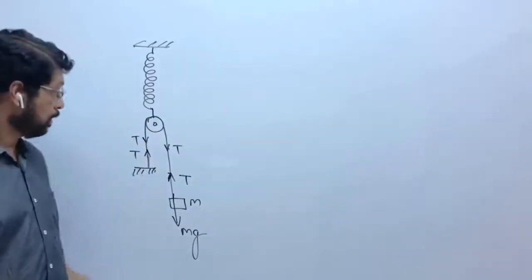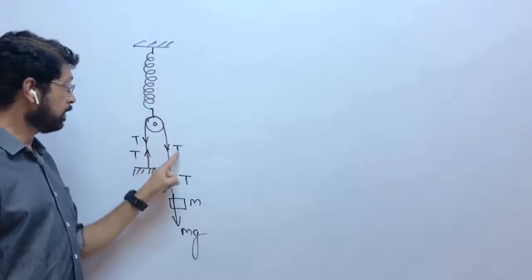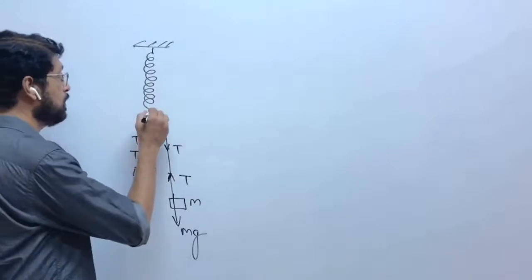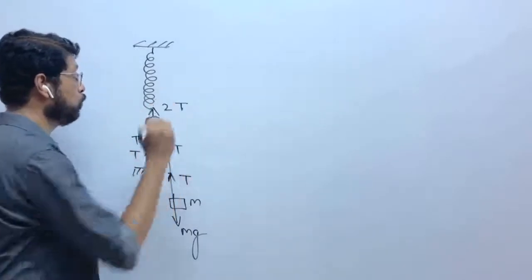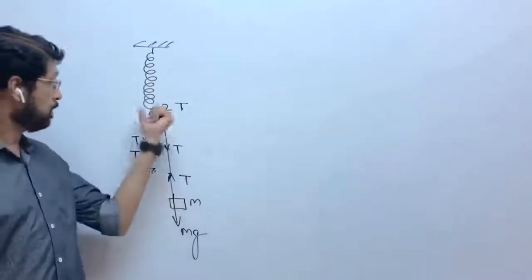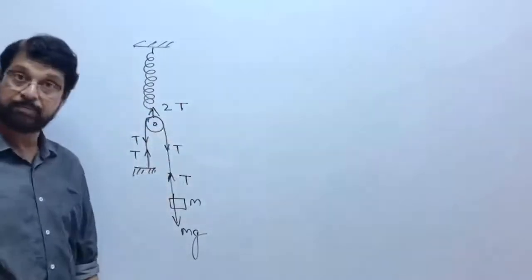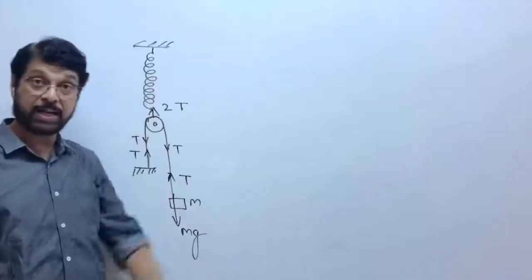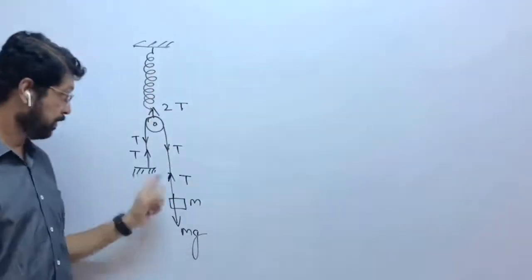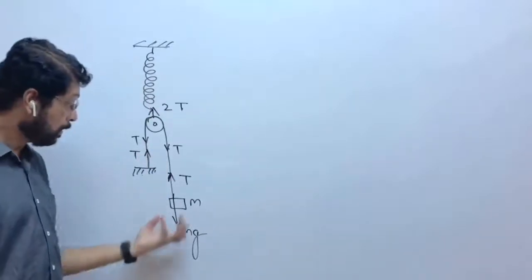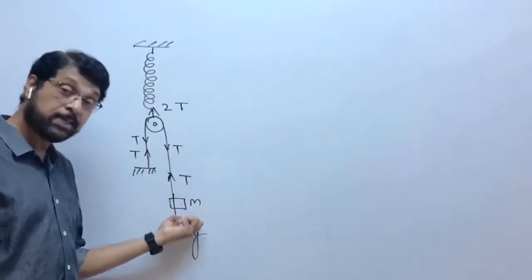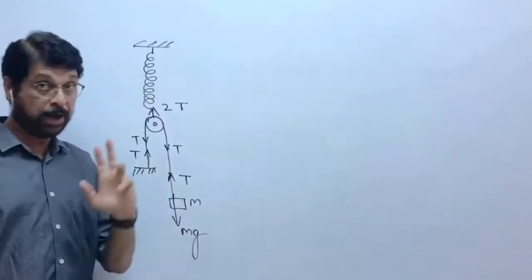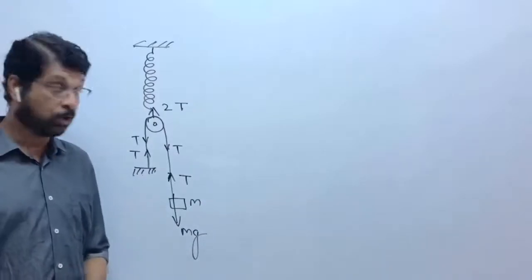Correct? Now in this string, the tension is T on one side, T on the other side. So here the tension will be 2T, balanced: 2T and 2T equal. So the force acting on the spring in the upward direction is how much? 2T. Observe the diagram. Now this block is pulled and released, and it is performing oscillations. We have to find the periodic time of those oscillations.